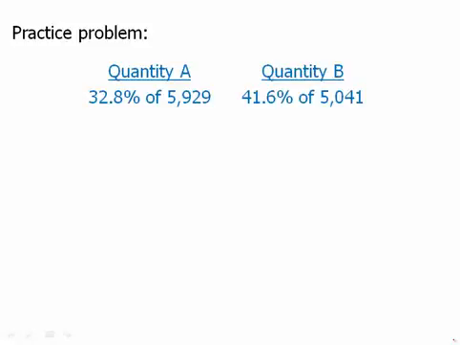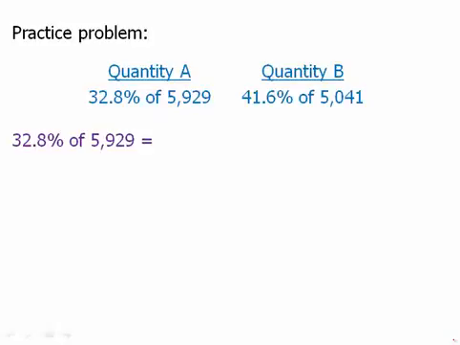Okay, this one is a screaming trap. So many people, if they ran into this question on the GRE, they would reach for the calculator and they'd be typing all those numbers in. Big, big mistake. Look at these numbers. For example, 52.8% of 5,929 in quantity A.